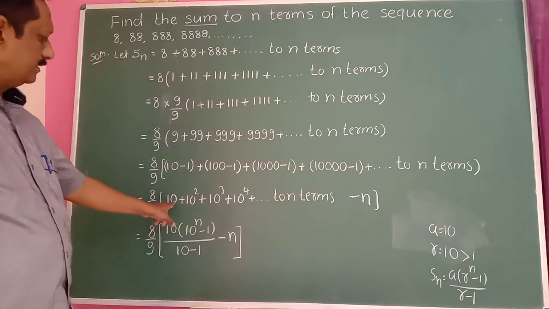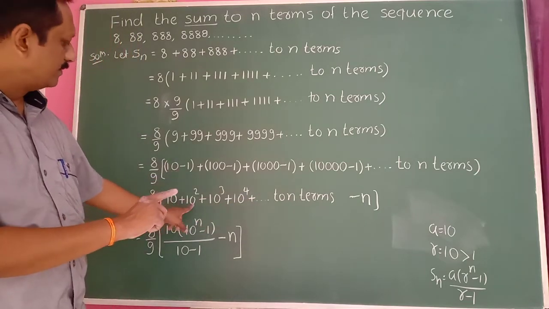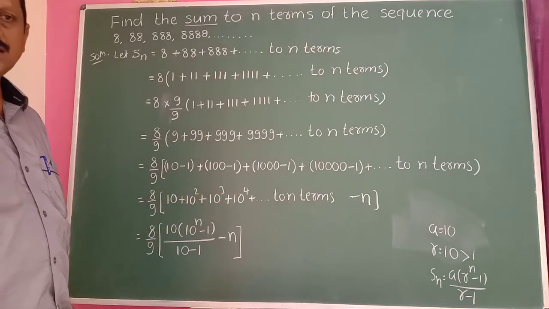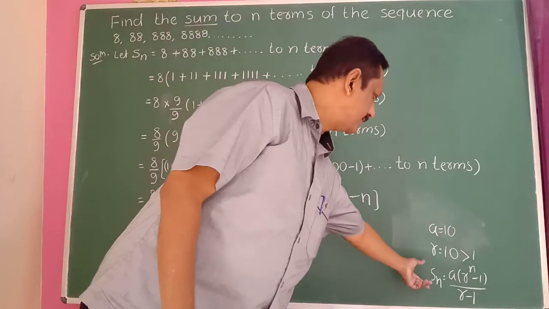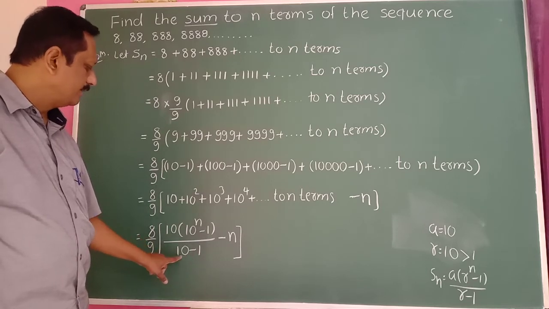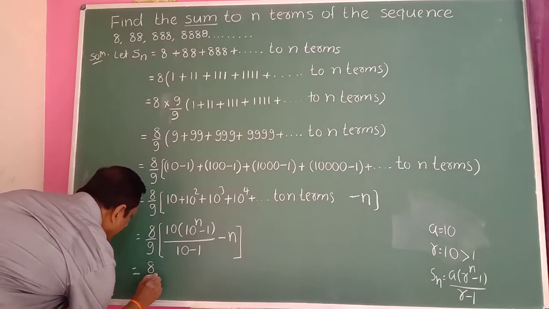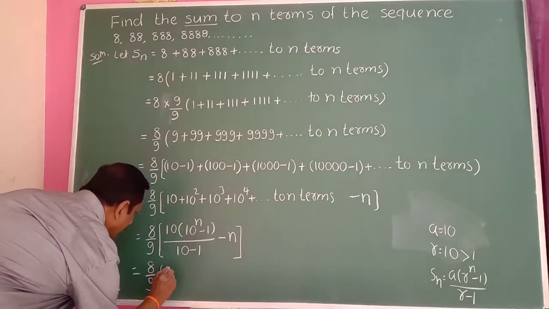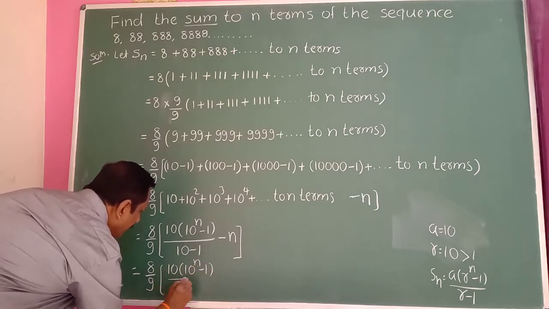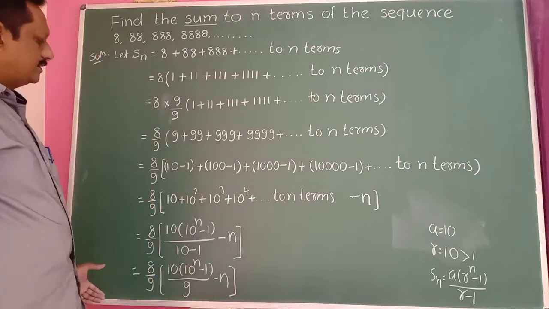Total these are n terms and they are in GP. As the first term is 10, the common ratio is the second term divided by the first term, again gives 10. So 10 is greater than 1, so you apply this formula. 10 into 10 raised to n minus 1 divided by 10 minus 1. Here 10 minus 1 is 9. Therefore this is equal to 8 divided by 9 into bracket 10 into 10 raised to n minus 1 divided by 9, minus n. This is our answer here.